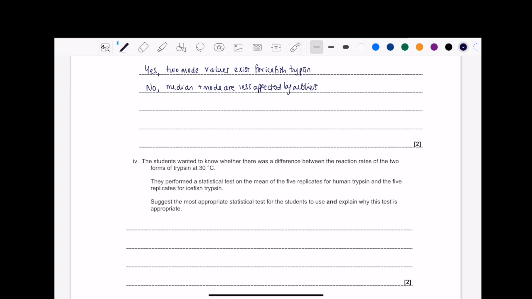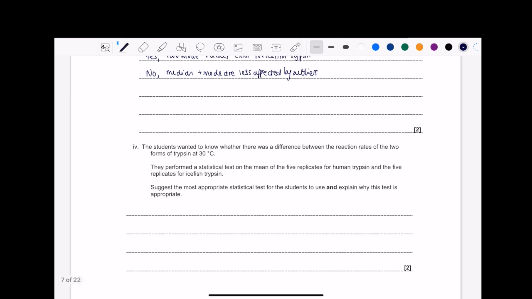It says, suggest the most appropriate statistical test for the student to use and explain why this test is appropriate. I don't even need to read this question or anything else to know that the answer is going to be t-test. I know, that sounds like a bit of a stretch. How can you just say that? It's just that whenever the question is written like this, the answer's always been t-test for my revision. Of course, I wouldn't do this in the exam. I'd read the information, but because I've done so many questions, I just know that's going to be the t-test.